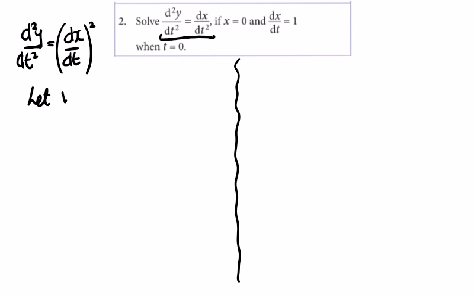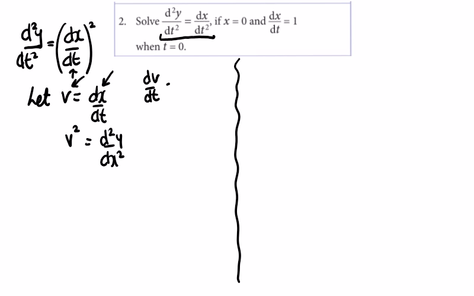So if we let v equal dx/dt, this guy in here is v, that means that v squared is equal to d²y/dx², and we also know that dv/dt, if we differentiate this guy twice or once, it will be this one twice, so dv/dt will also be equal to d²y/dx². So we can say that dv/dt is equal to v squared from above.